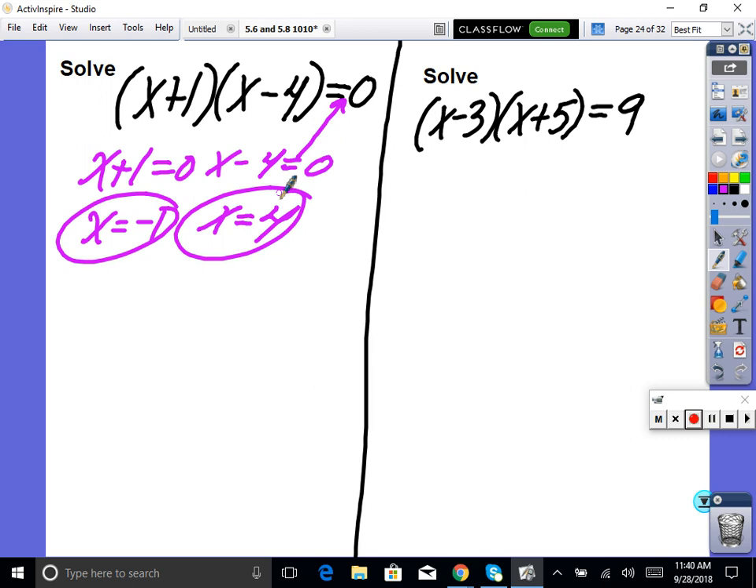You cannot just say we can split this up and set each of these equal to 9. Did you all hear that? It only works with 0. So you have to follow the rules. Get it in standard form and get it equal to 0.